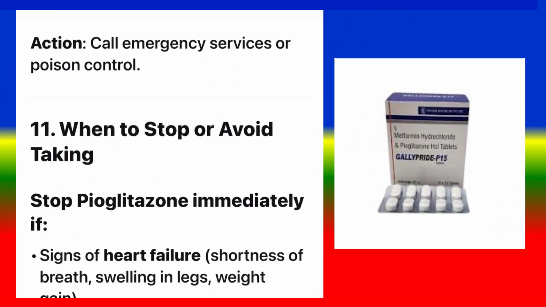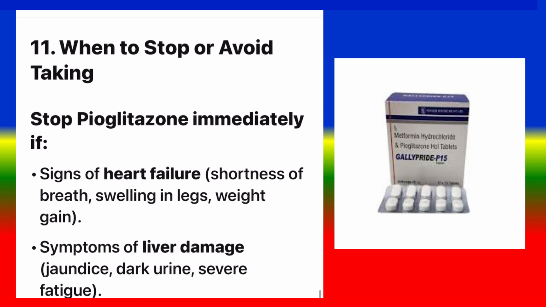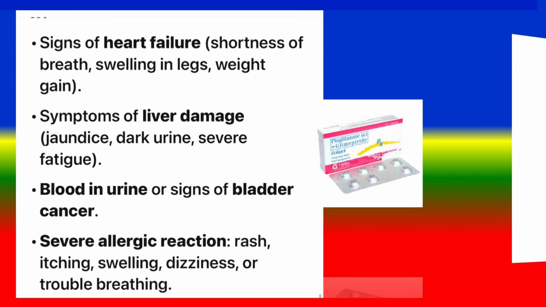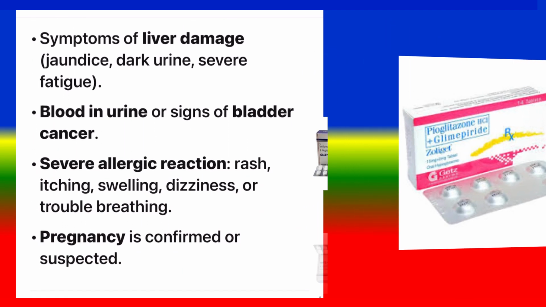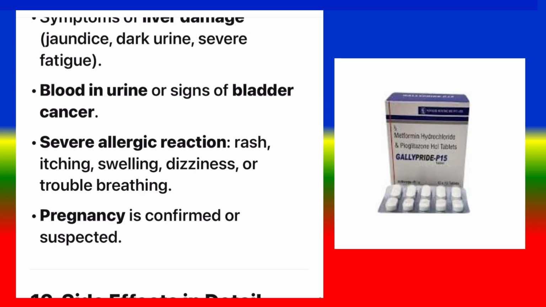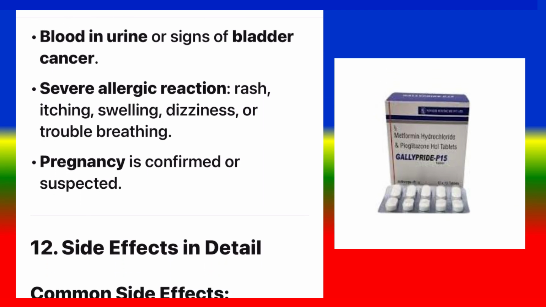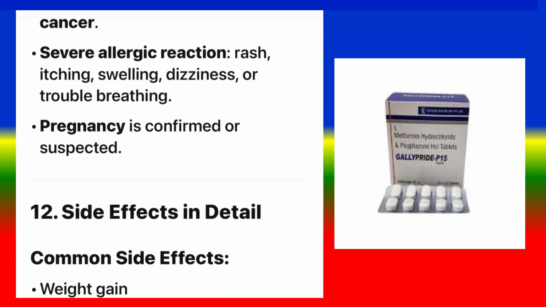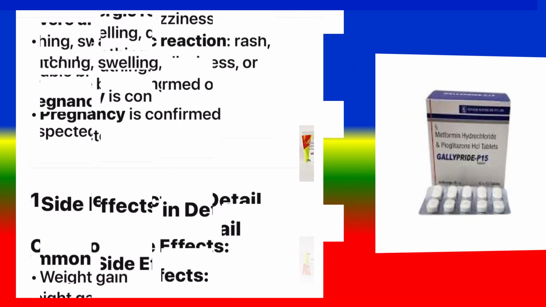Number 11. When to stop or avoid taking. Stop pioglitazone immediately if signs of heart failure: shortness of breath, swelling in legs, weight gain; symptoms of liver damage: jaundice, dark urine, severe fatigue; blood in urine or signs of bladder cancer; severe allergic reaction: rash, itching, swelling, dizziness, or trouble breathing; pregnancy is confirmed or suspected.